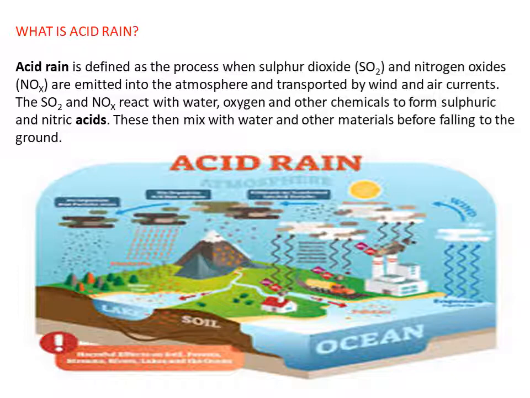The SO2 and NOx react with water, oxygen and other chemicals to form sulfuric and nitric acid. Means SO2 reacts with water and forms sulfuric acid H2SO4, and NOx reacts with water H2O and forms nitric acid HNO3. These things mix with water and other materials before falling to the ground. This is acid rain.